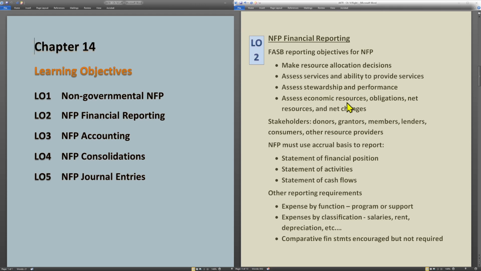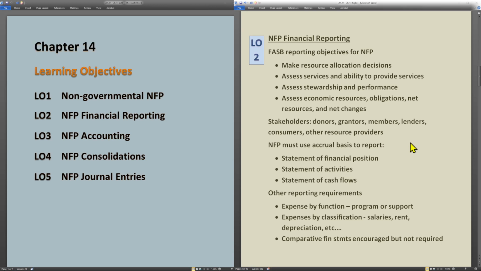Here we have assess economic resources, obligations, net resources. Okay, so that last one is actually kind of normally what we would consider for-profit. What are our obligations? Those are our liabilities, net resources, net changes. Who are the stakeholders for these reports? Donors, people who grant, members, lenders, other resource providers for the not-for-profit.